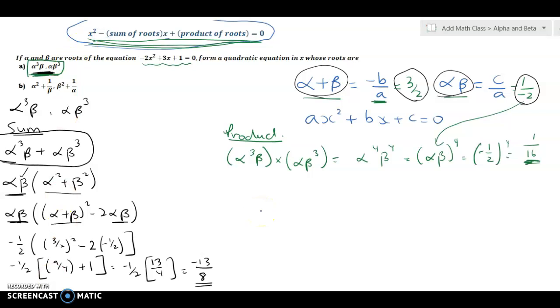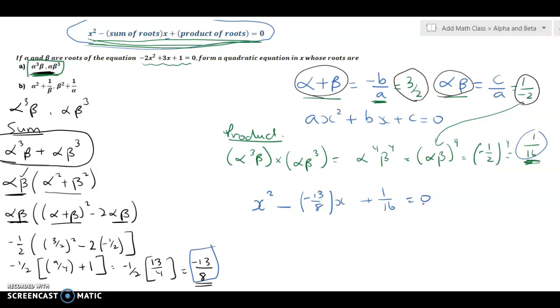Substituting into the equation now says it's x squared minus the sum of the roots x plus the product of the roots equal to 0. So I'm simply going to write x squared minus, what's my sum? This minus 13 on 8 x plus the product of the roots, and my product is 1 on 16.